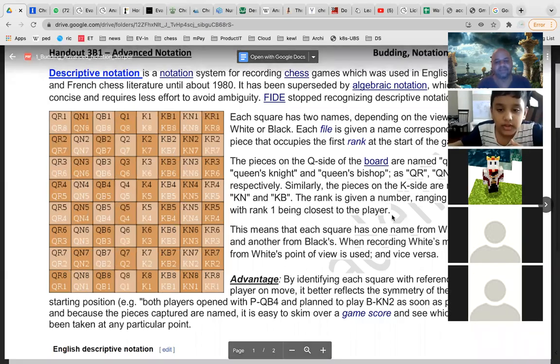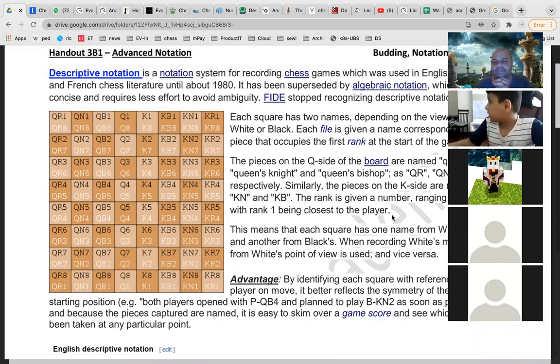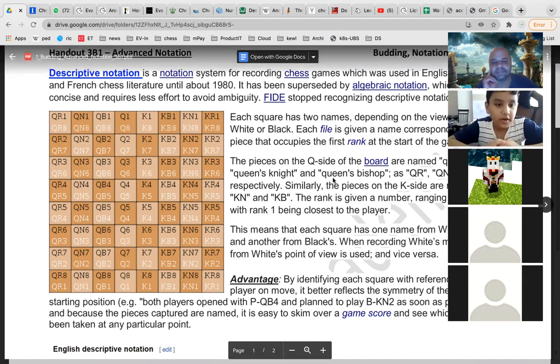Divided into, sir, I think it's queen side and king side. Those on the queen side have the Q and then the number, and those on the king side have the K and then the number or the letter. Correct, correct. So let me start.